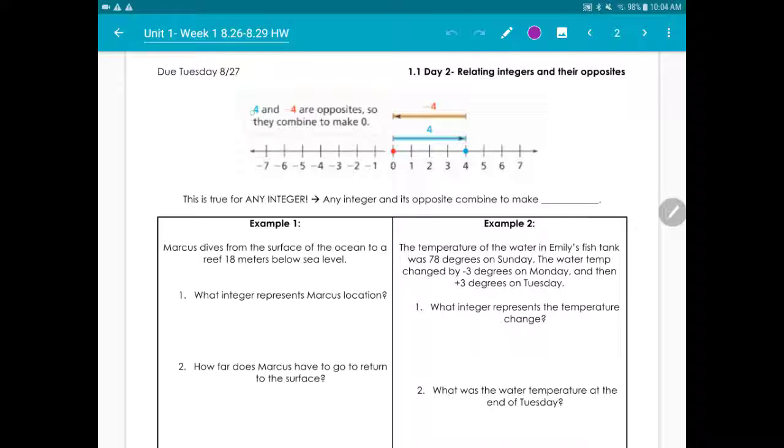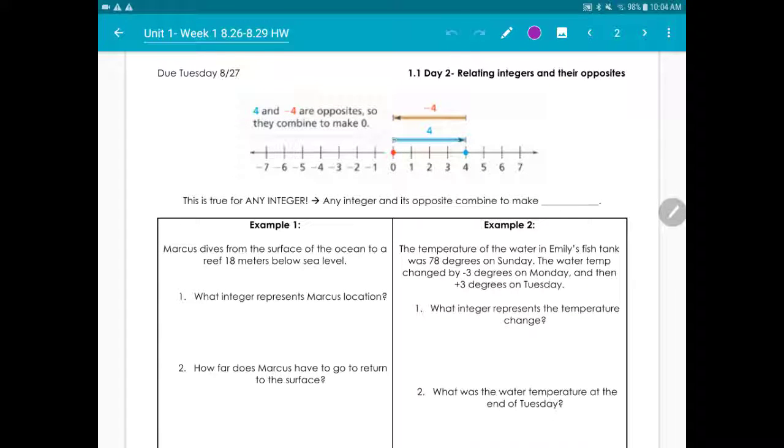So, 4 and -4 are opposites, so they combine to make 0. And today we talked about what that looks like on the number line. So if I go 4, I'm moving in the positive direction. And then if I'm going -4, I'm moving in the negative direction, which is to the left. So this is true for any integer. Any integer and its opposite will always combine to make 0. So -508 and +508. They are opposite, so they make 0.